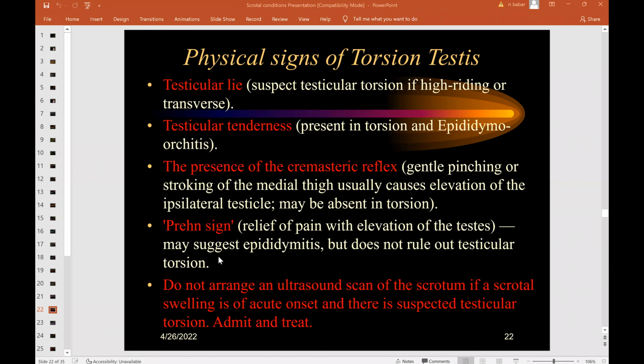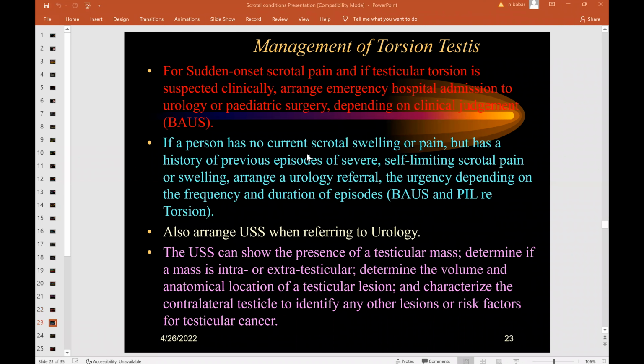If you suspect torsion, do not arrange for an ultrasound scan, but have the patient admitted and treated, because minutes count in terms of salvaging the testicle. So the management of torsion means for sudden onset scrotal pain, and if testicular torsion is suspected clinically, arrange emergency hospital admission to urology or pediatric surgery, depending on clinical judgment.